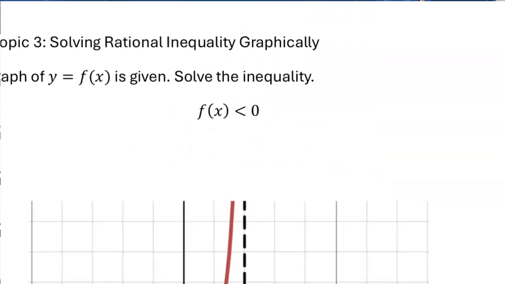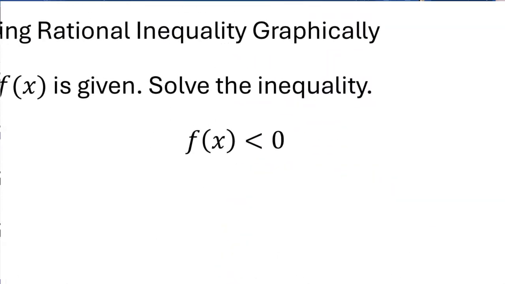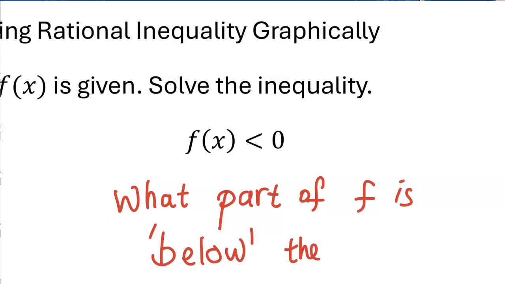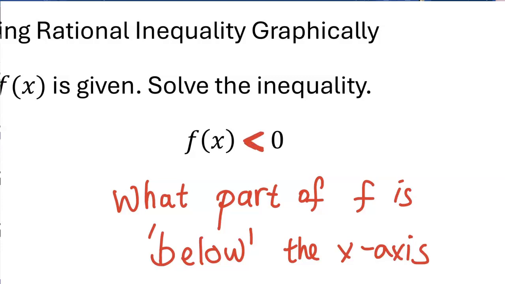And look at the symbol. They're looking for strictly less than 0. They're not looking for less than or equal to 0. So if it is on the x-axis, we can't count that because they don't have a bar underneath this less than or equal to sign, okay? They're just saying strictly less than 0. So this, in English, is what part of f is below the x-axis, because the symbol is less than 0.